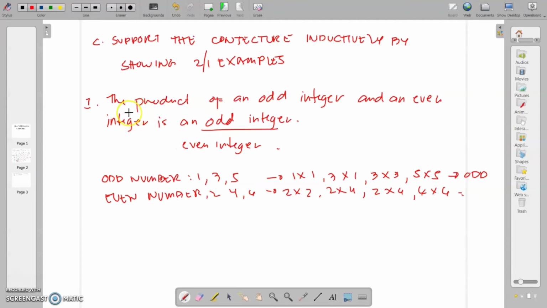So, mostly in the questions, the product of an odd integer and an even integer is an even integer. For example, if you multiply the odd number 5 times the even number 6, it equals the even number 30. So, that's one of the examples. And next is number 2.